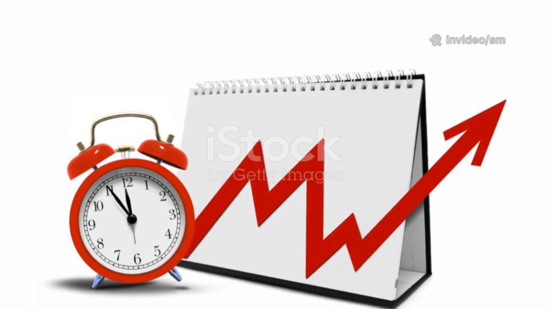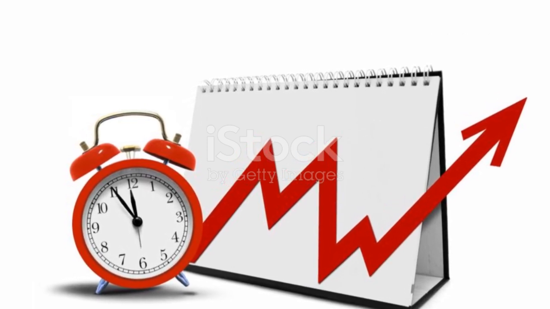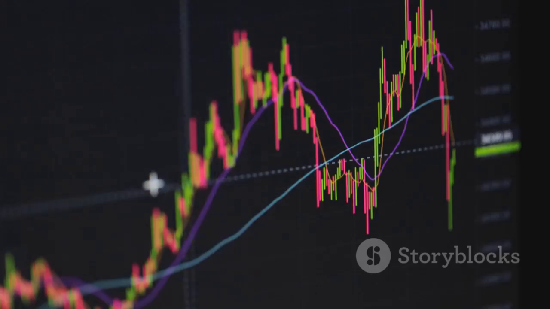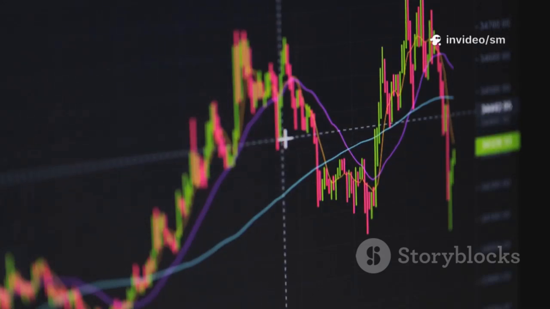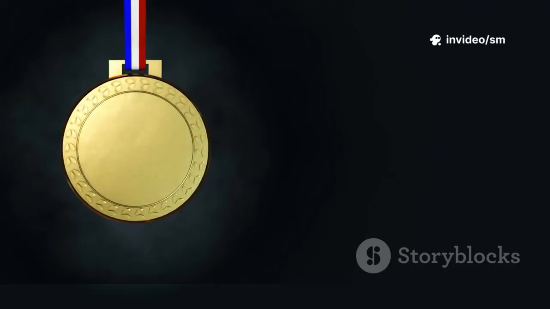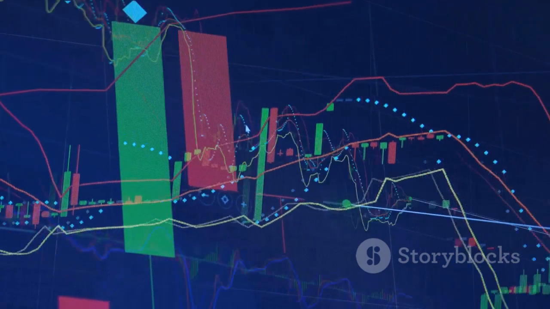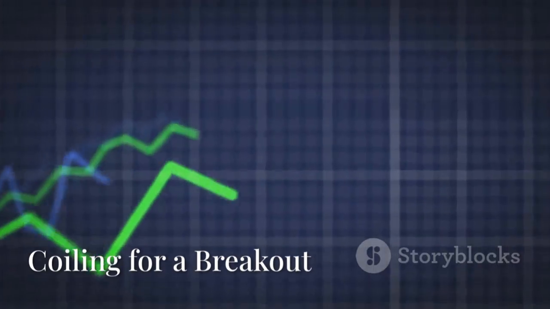Patience is key. Wait for all three parts and the neckline break. Use this pattern to catch major trend shifts early. Combine with volume and trend context for best results. Head and shoulders: reliable, time-tested, and essential for swing traders. Spot it, confirm it, and act decisively. Next, let's look at consolidation patterns.